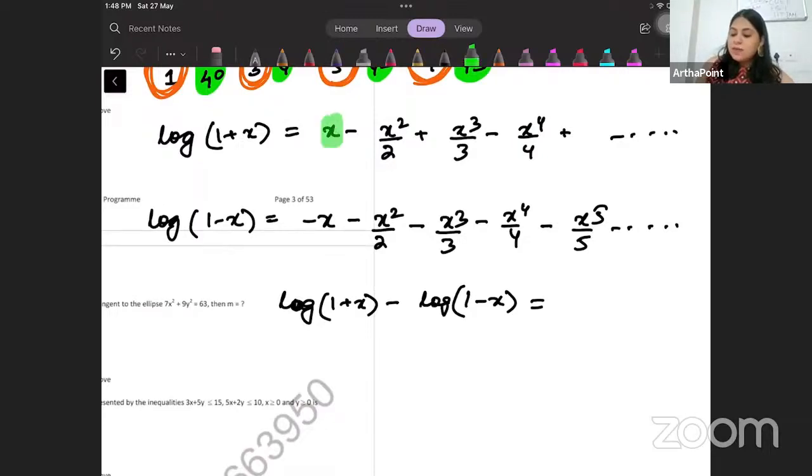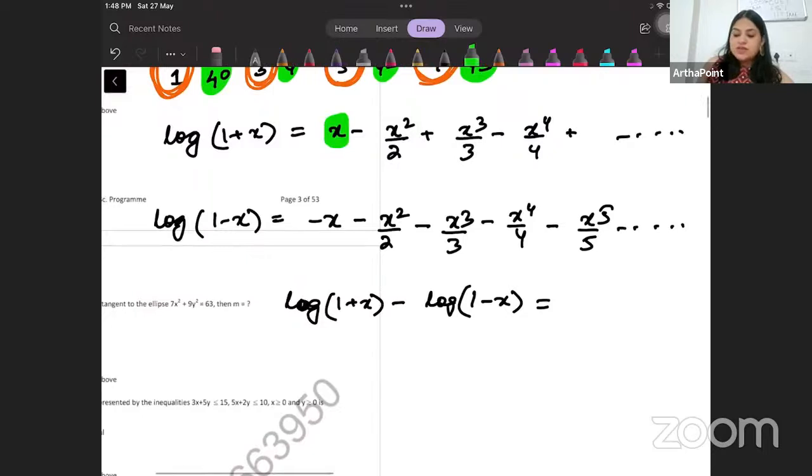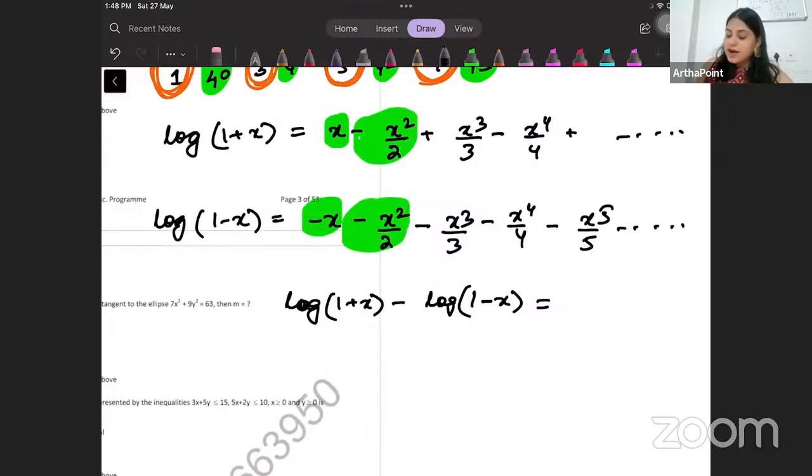So 1 plus 1 minus x, right? Minus x square by 2 minus x square by 2. This is how you will go ahead and expand this. So if you start expanding this, what will happen is these terms will get cancelled. Wherever you see the same sign, when you subtract, these will get cancelled. And wherever you see opposite sign, they will get added up.